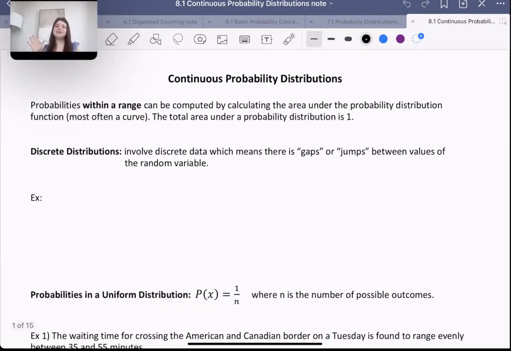Hello, everyone. Welcome back. Today we're going to be doing day one for our final unit of the course. And today specifically, we're going to be talking about continuous probability distributions.